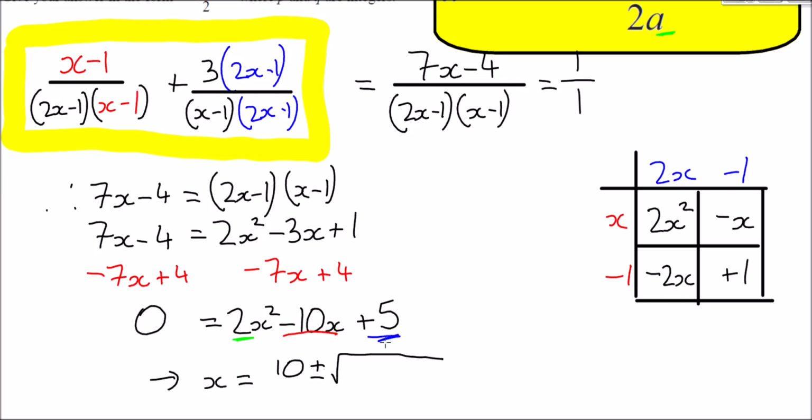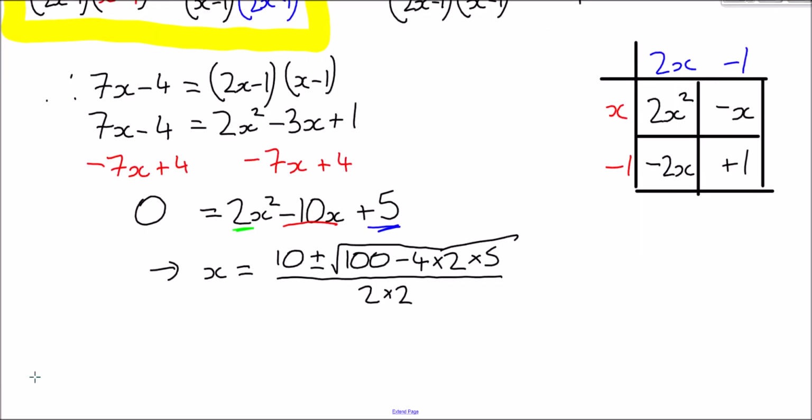plus or minus the square root of minus 10 squared. Minus 10 multiplied by minus 10 is positive 100. Minus times a minus gives us a plus, remember. Minus 4 times a, which is 2, times c, which is 5, all over 2a, which is 2 times 2.